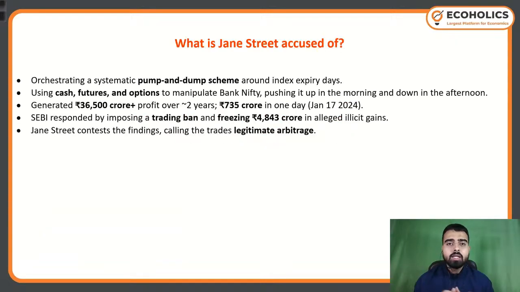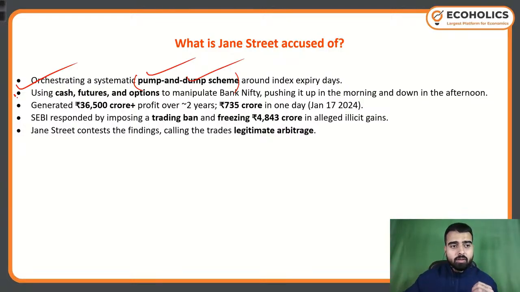But first we will see what Jane Street is accused of. What is the accusation of SEBI on Jane Street? So what they have done, with malintention, systematically they have run a pump and dump scheme. They have used this pump and dump scheme around index expiry days. First of all, they manipulated the prices of indexes, and then they took that into the F&O segment, and from there they made a huge amount of profits. We will see what they have done, how they have done.